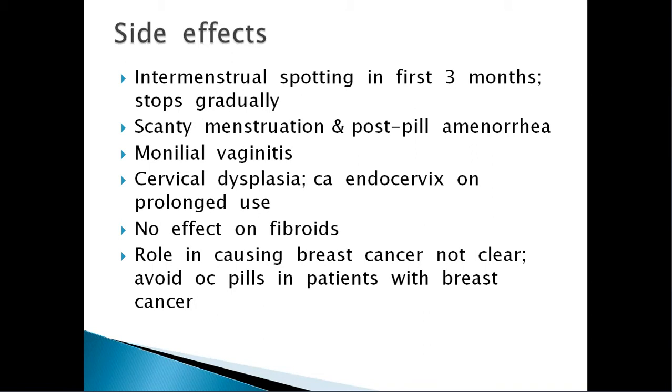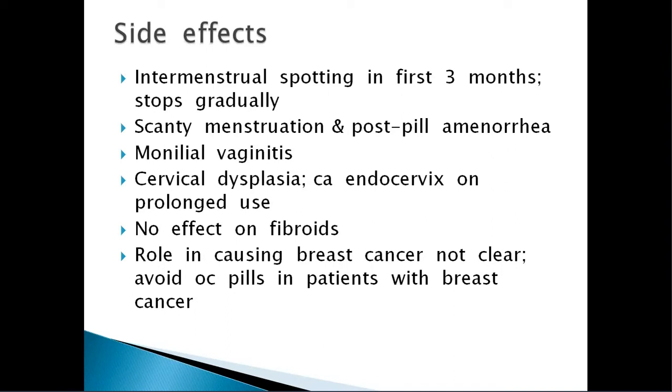Sometimes intermenstrual spotting can occur, particularly in the first 2 to 3 months, till the body gets adjusted to these hormones, and later it stops gradually. This is only because of the upsets in the hormone levels in the blood. Yes. Then scanty menstruation and post-pill amenorrhea. I told you the endometrium is suppressed, so the menstruation is reduced, and sometimes it is reduced to such an extent that the patient will have complete amenorrhea also, what we call post-pill amenorrhea. But usually the patient will get back her periods once she stops using the pills. Monilial vaginitis.